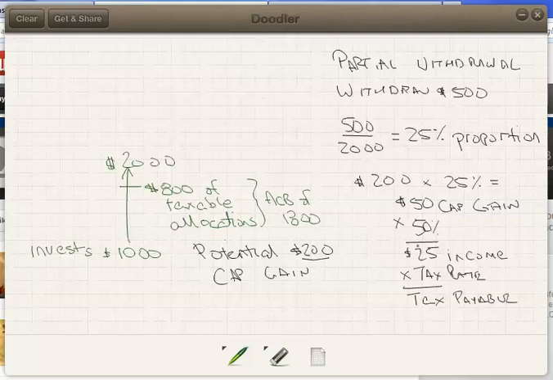So that's not too complicated, but you do have to remember this proportional calculation when you have this partial withdrawal from a segregated fund contract. For exam purposes, you're likely to see 1 or 2 questions on the taxation of segregated funds. In real life, if you're dealing with these investments, you're inevitably going to have questions about how the tax consequences are working for your clients, especially with non-registered investments.